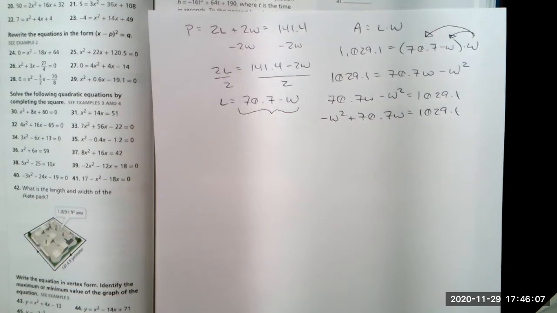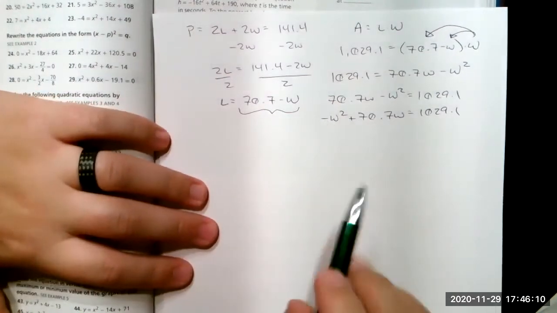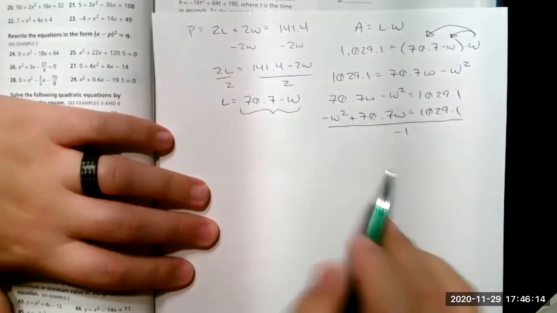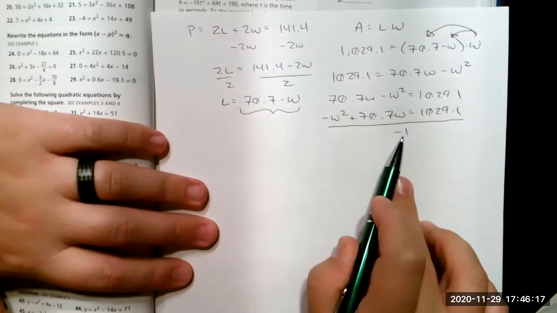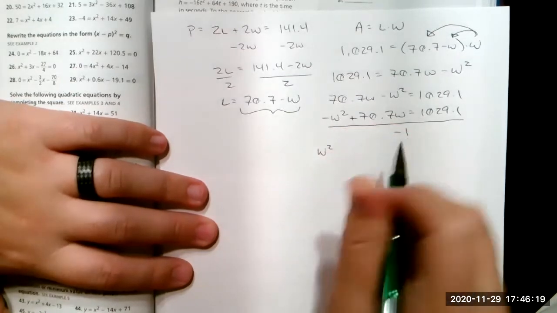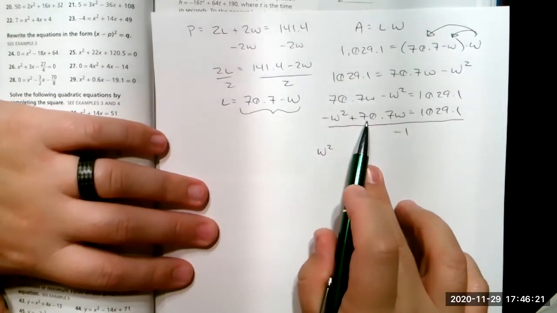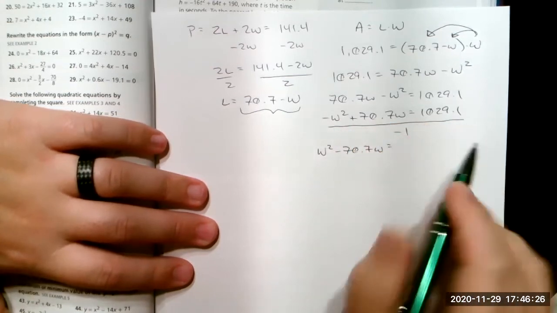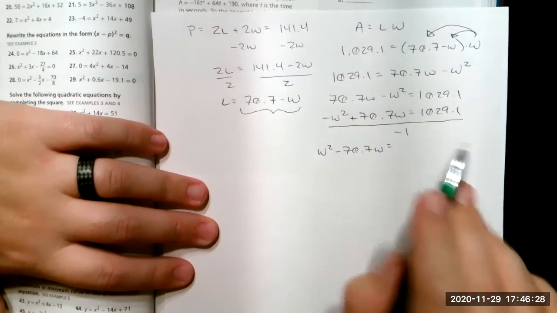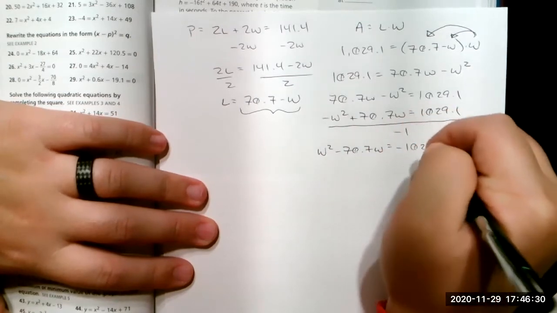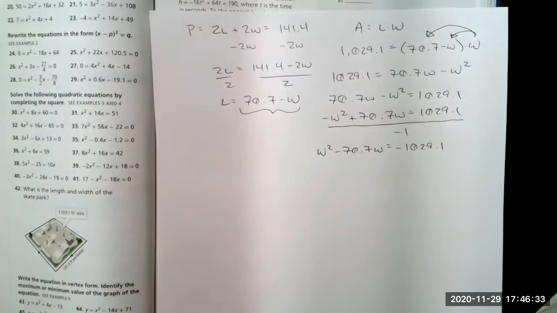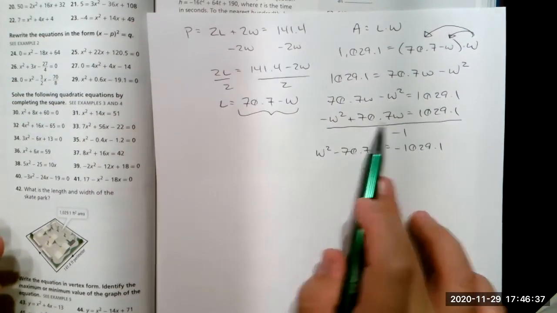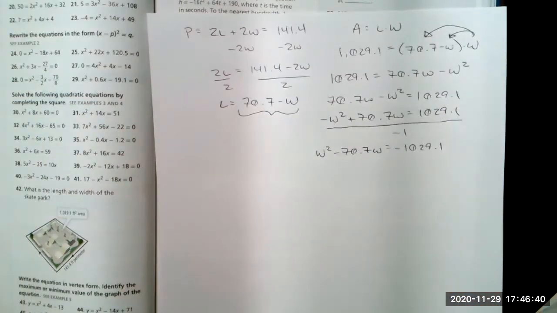I can't factor this if that leading coefficient's negative. So what I'm going to do is divide that entire equation by -1. So -1 divided by -1 is +1. 70.7 W divided by -1 is -70.7 W. 1,029.1 divided by -1 is -1,029.1. Essentially what I'm doing is just flipping all my signs. So everything that was negative became positive. Everything that was positive became negative. Okay.